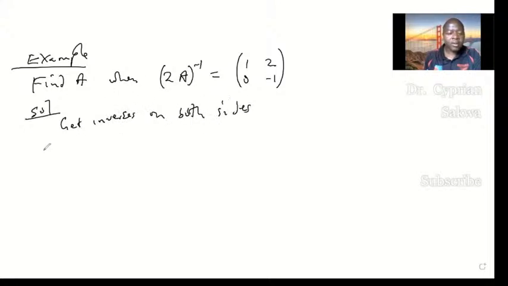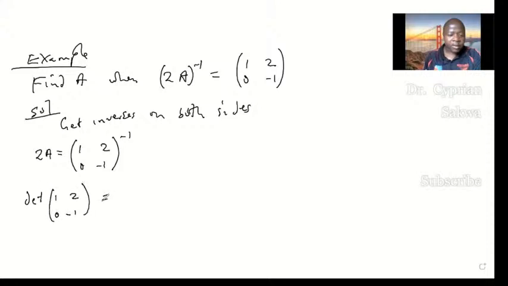If I do that, I would have 2A is the inverse of 1, 2, 0, negative 1, because you know that the inverse of the inverse of 2A would be 2A. So we only need to find the inverse on the right side. The first thing we do is to find the determinant of the one on the right side. So this determinant is negative 1 minus 0, which is negative 1.